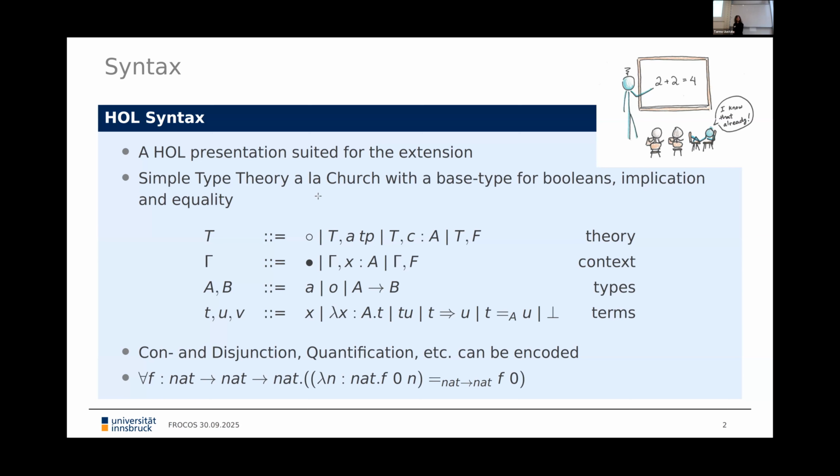Our context is just context as we are used to. And in our types, we see this O, which represents the Boolean terms. So higher order logic, we have this simple type theory a la Church, which is classical with a base type for Booleans. And we also have implication, which is maybe a bit surprising because the usual connectives and quantifiers can all be encoded without using implication as a primitive connective, but we will need this later on for dependent types. And the other thing is that we have equality, and this equality is typed.